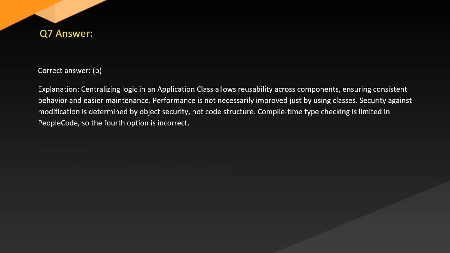Answer. Correct answer. B. Explanation. Centralizing logic in an application class allows reusability across components, ensuring consistent behavior and easier maintenance. Performance is not necessarily improved just by using classes. Security against modification is determined by object security, not code structure. Compile time type checking is limited in PeopleCode, so the fourth option is incorrect.